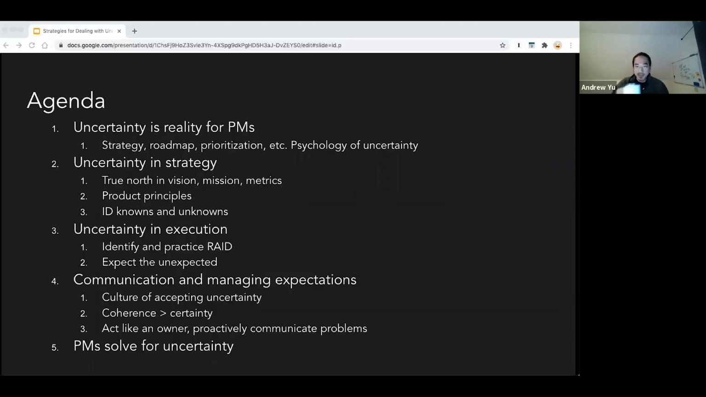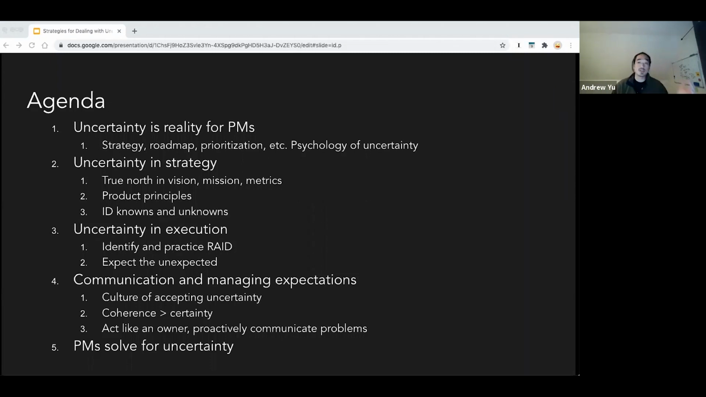All right, so let's jump right into the agenda. As I said, this is going to be a little bit of a let's all get into this together and exorcise this demon of uncertainty, just so that we can better address it in our day-to-day as product managers. So number one, straight off the bat, uncertainty is just the reality for product managers. It exists in our strategy, our roadmapping, our prioritization, when things change and shift constantly. And a lot of it has to do with the general psychology of uncertainty, which we'll touch upon a little bit.